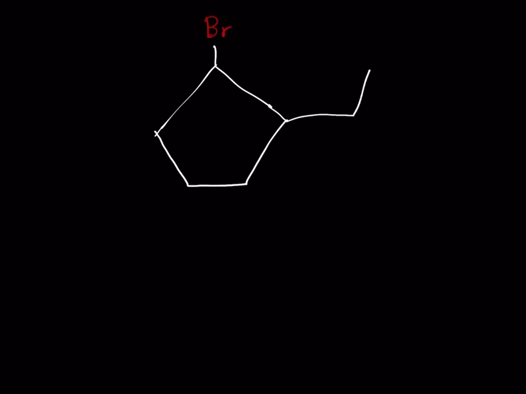How do we name this one? So we have an ethyl, and then we have a bromo. So how do we start counting? Do we start counting on the ethyl or the bromo?